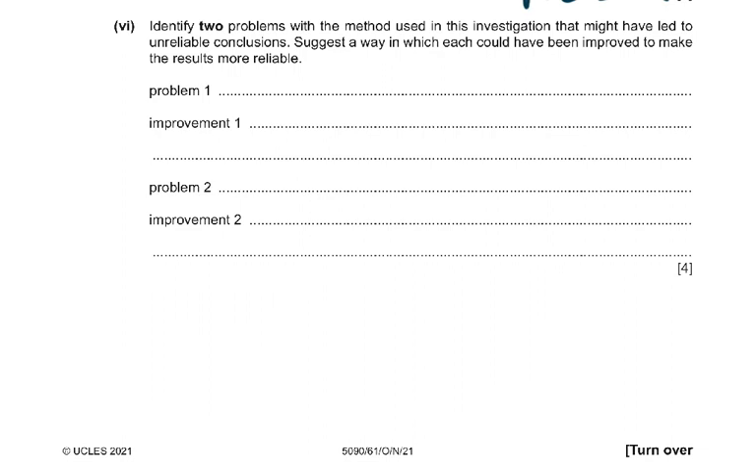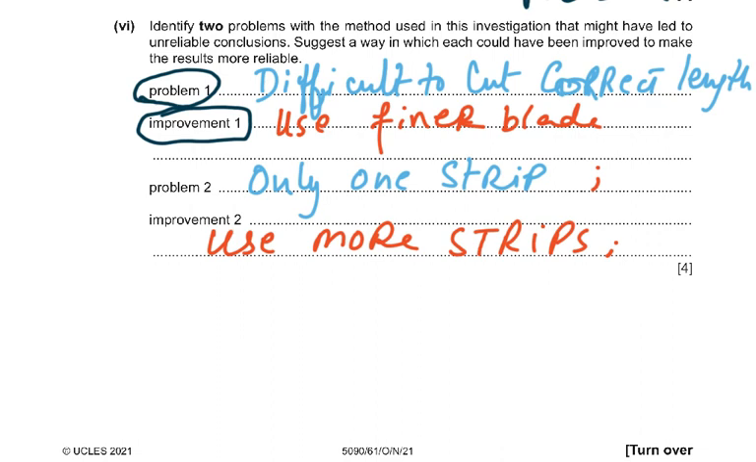So what was the problem and what was the improvement? You have to talk about the problem you faced and what was the improvement. You can only figure this out if you actually think you're doing this in the lab, and then you visualize yourself and do a sort of simulation, and then you think, okay, this could have been going wrong. So the first one which I'm discussing with you is difficult to cut the correct length. The improvement to that was to use a finer blade.